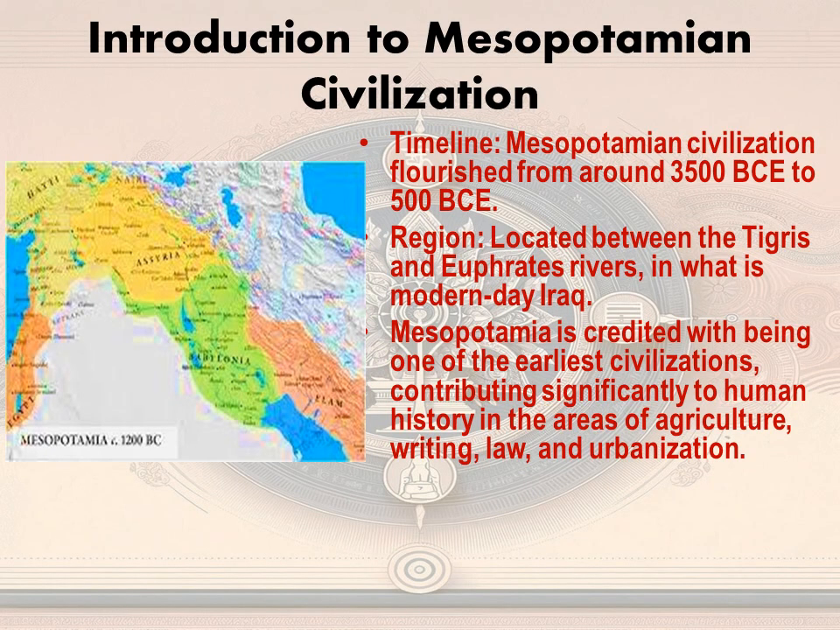Mesopotamia is credited with being one of the earliest civilizations, contributing significantly to human history in areas of agriculture, writing, law, and urbanization. Now we will discuss these points one by one. So Mesopotamia is one of the earliest civilizations. There were many civilizations which existed before Christian era, and among them we have civilizations like the Chinese civilization, Indus Valley civilization, Egyptian civilization, and Mesopotamian civilization. So Mesopotamia is one of the early civilizations.